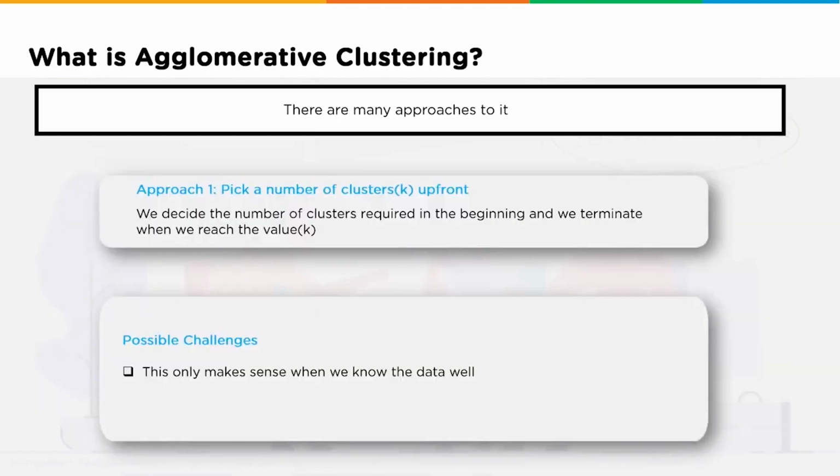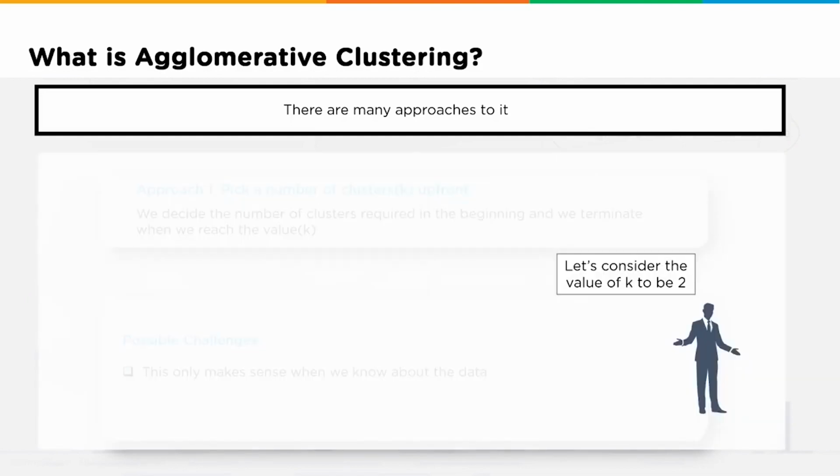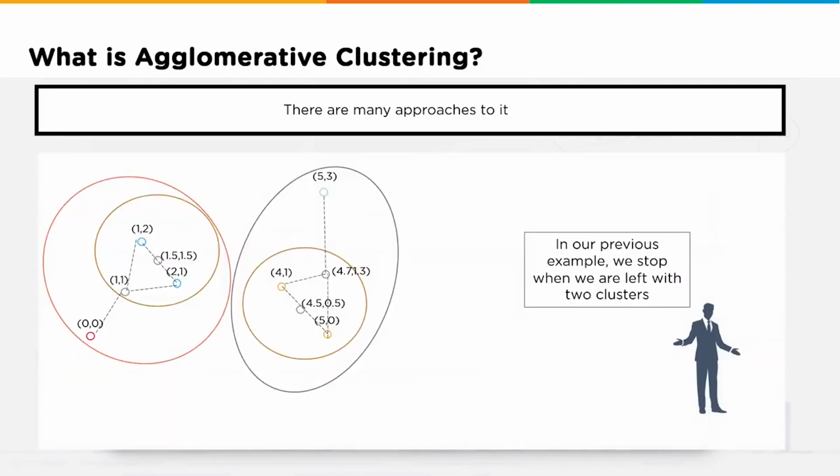So the possible challenges: this only makes sense when we know the data well. When you're clustering with k clusters, you might already know the domain and know that it makes sense. But if you're exploring brand new data, you might have no idea how many clusters you really need to explore that data with. Let's consider the value of k to be 2. In our previous example, we stop when we are left with 2 clusters. And you can see here that this is where they came together the best while still keeping the data separate.